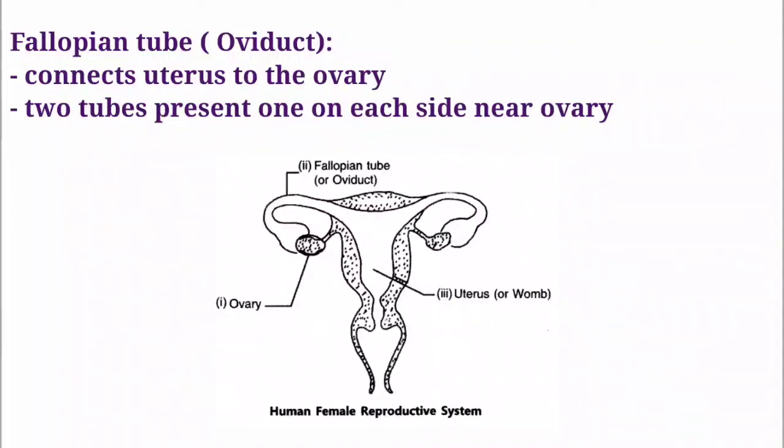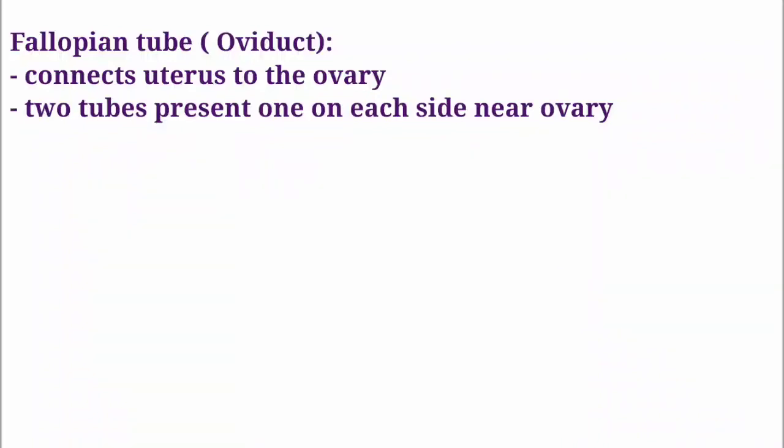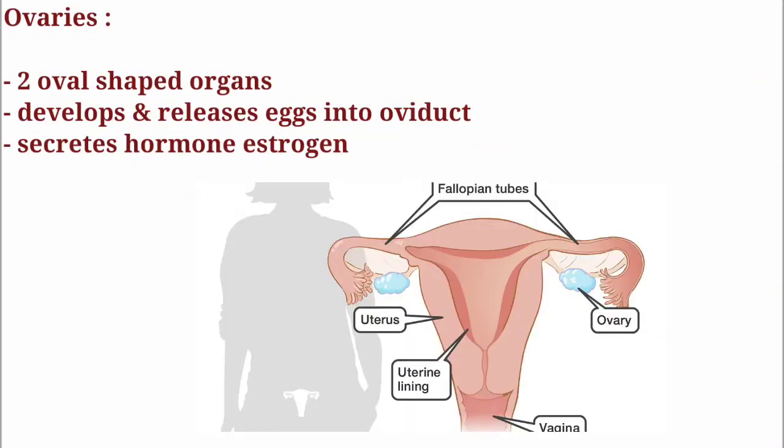Okay, so if the egg is released from the ovaries, it goes to the oviduct. From the oviduct, it goes to the uterus, and from the uterus, it goes to the vagina. In the same way, there are two fallopian tubes, one on each side near the ovary. Now, the fourth one, the ovaries, are two oval-shaped organs that lie to the upper right and the left of the uterus.